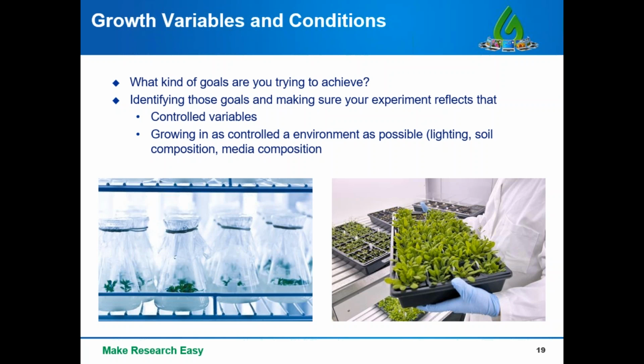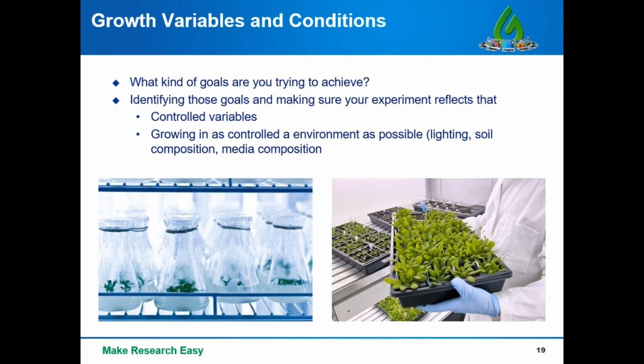And what a light meter will tell you is pretty much how much light a certain point within your chamber is getting. That way you can make sure it's uniform when you're growing plants in that chamber. If you're growing plants in a controlled environment, such as artificial media or different types of soil composition, you want to make sure that the soil composition is even across all your transgenic lines.